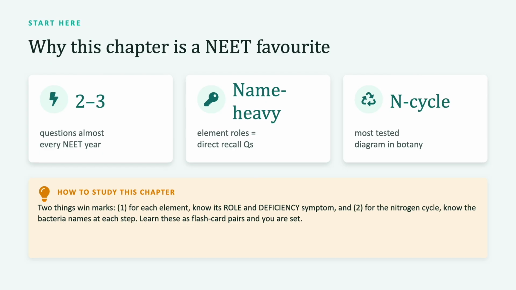My suggestion: for each element make a flashcard with its role on one side and its deficiency symptoms on the other. For the nitrogen cycle, learn the bacteria at each step. That is enough to answer almost every question.